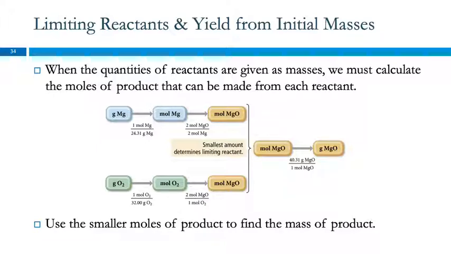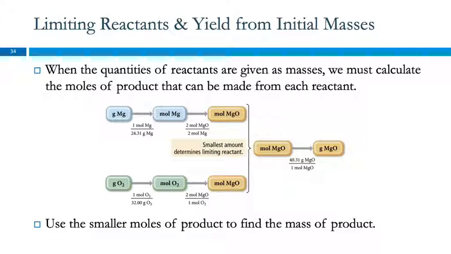So when we've got masses of reactants, then we have to calculate moles, because the chemical reaction gives us relationships between moles. So if we have two reactants, this example would be magnesium and oxygen reacting to form magnesium oxide. We take the grams of magnesium, we calculate the moles of magnesium and the moles of product. You take the grams of oxygen to moles of product, and then you decide which one's smaller. You take that answer and you go on to figure out the mass of the product. So that works.